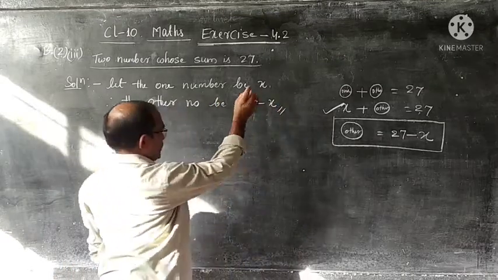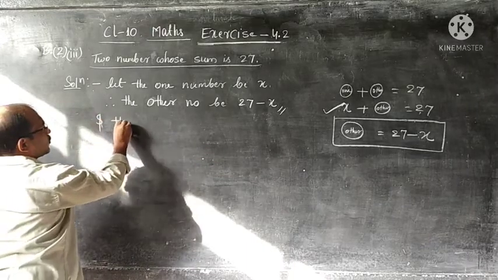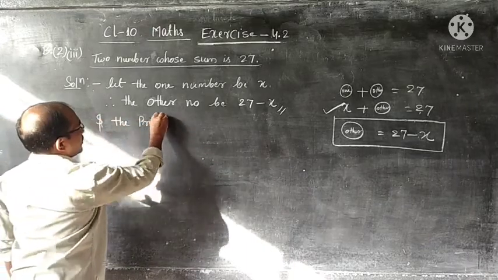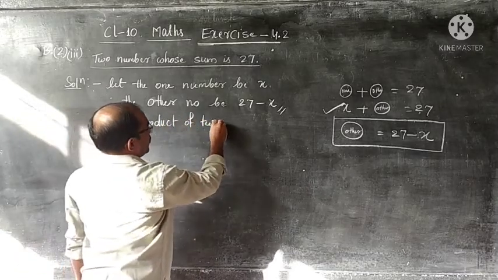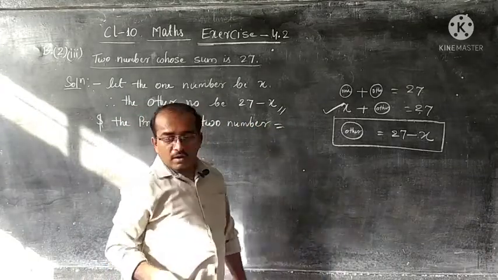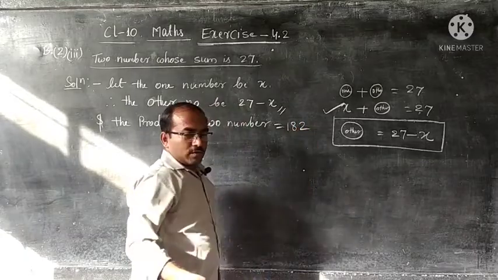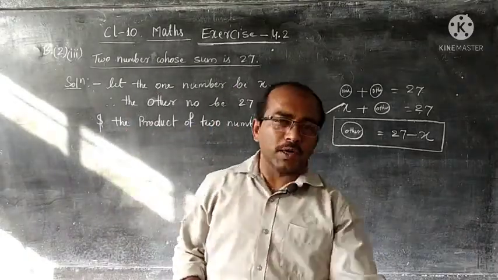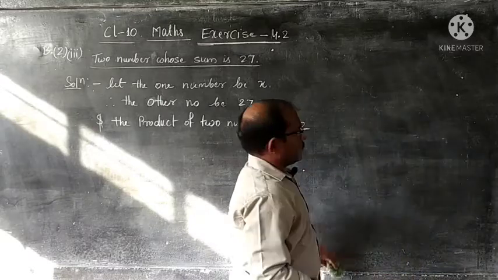And if you did this much, after that, see the next part. And the product of those two numbers is how much? 182. So what do we know by product? When we multiply those two numbers, we get 182.